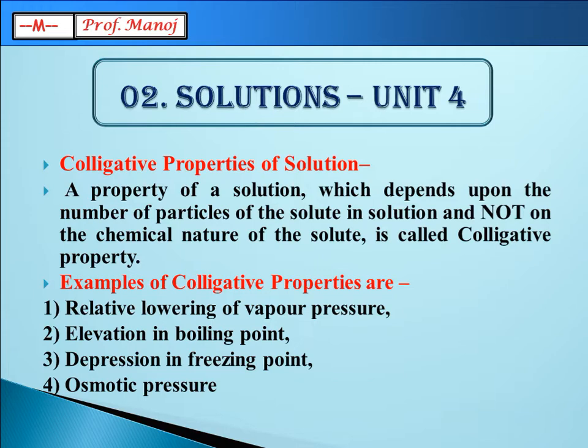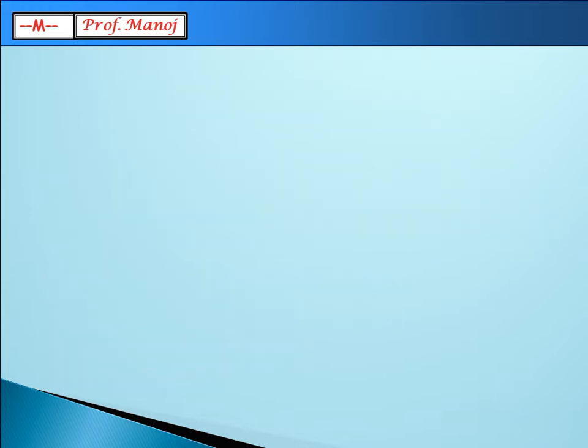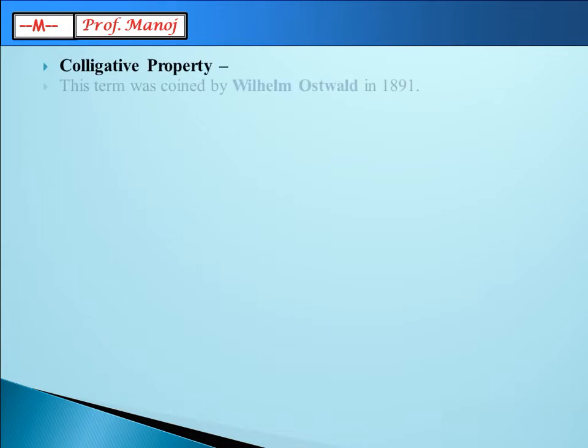I repeat the definition of colligative property again. It is a property of a solution. The value will depend upon the number of particles in the solution and not on the chemical nature of the added solute. We will now study in detail each and every colligative property, and with every property the meaning will be more and more clear to you. Let us begin with the first colligative property explanation.